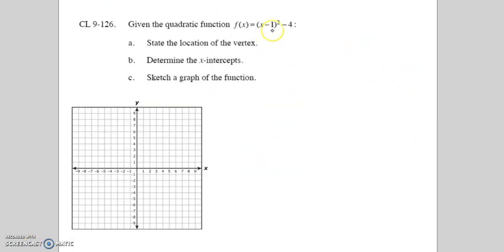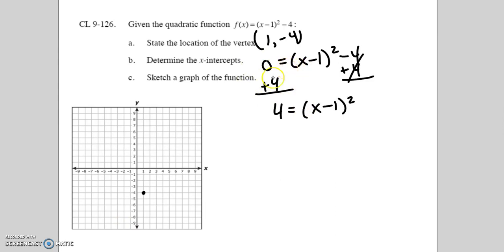All right, so for 126, we're going to graph this quadratic function by finding the vertex. It's already in vertex form, and the vertex is going to be 1, -4. Remember that the x-coordinate is actually the opposite, the inverse of whatever number is inside here. So 1, -4 is the vertex. It's either the maximum or minimum. Then we're going to find the x-intercepts by plugging in 0 for y and solving for x.